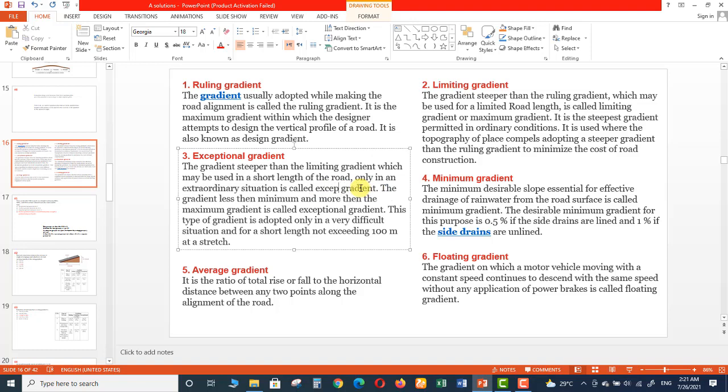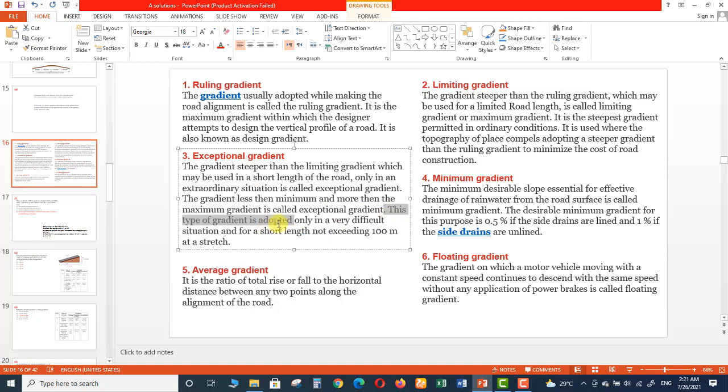Exceptional gradient. Its name shows that it is going to be used in exceptional situations, and this gradient is always steeper than the limiting gradient. The gradient less than the minimum and more than the maximum gradient is called exceptional gradient.